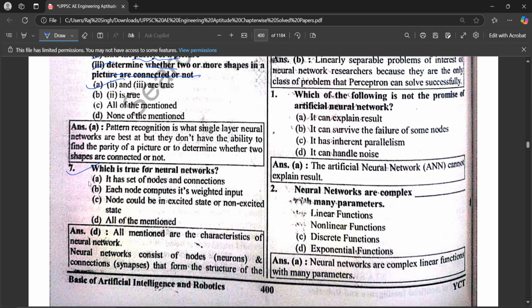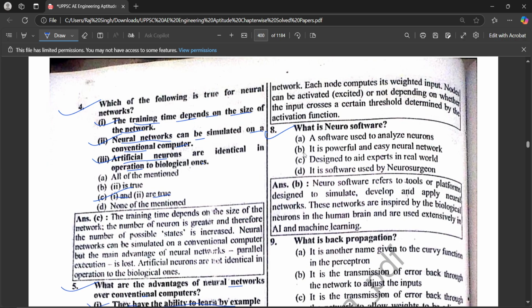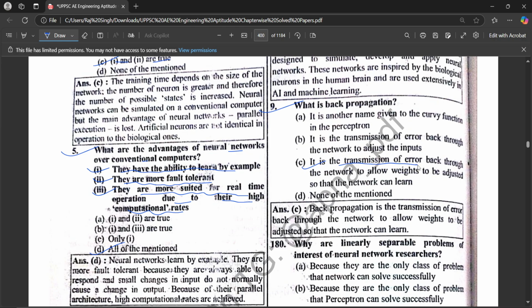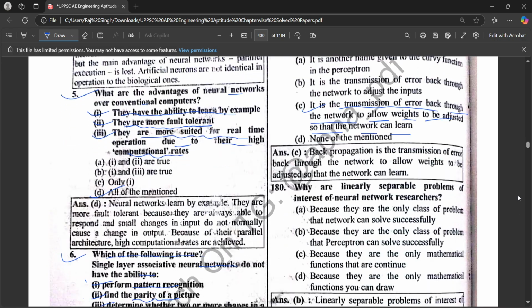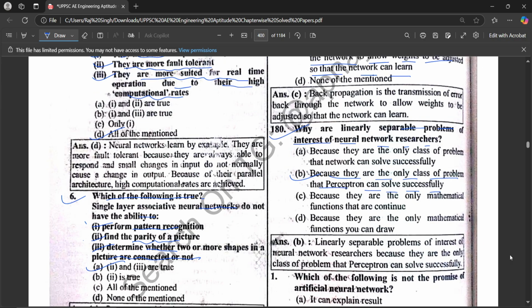Which is true for neural networks? First, it is a set of nodes and connections. Each node computes its weighted input. Nodes could be in excited state or non-excited, hence all of the mentioned. What is neuro software? It is a powerful and easy neural network. What is backpropagation? It is a transmission of error back through the network to allow it to be adjusted so that the network can learn. Why are linearly separable problems of interest to neural network researchers? Because they are the only class of problems that a perceptron can solve successfully.